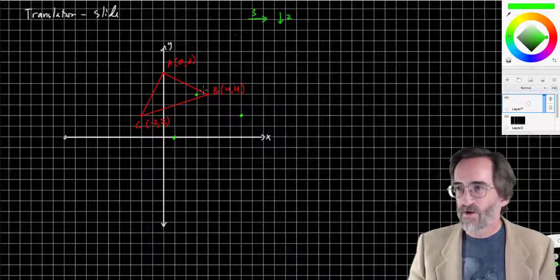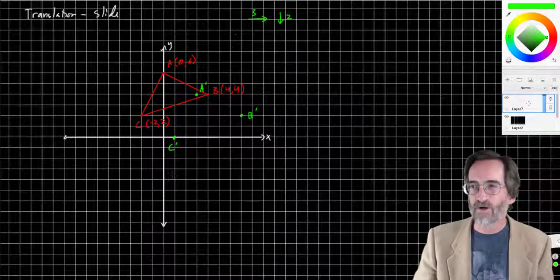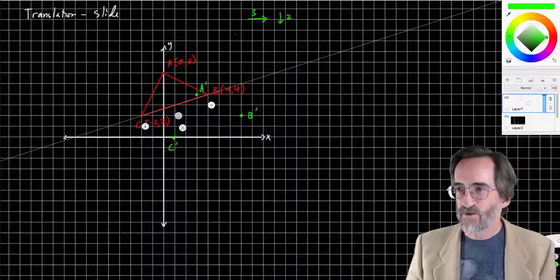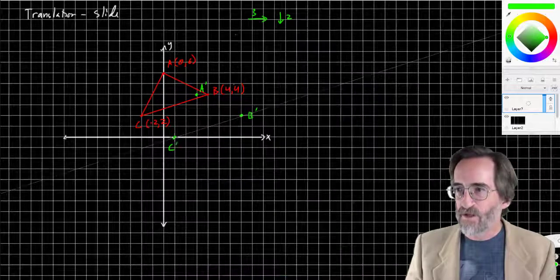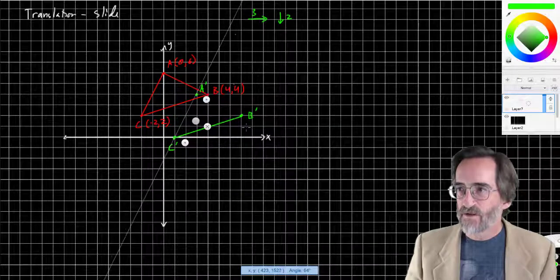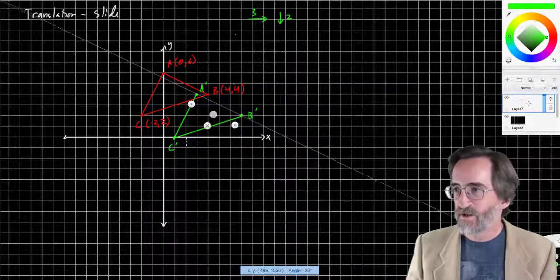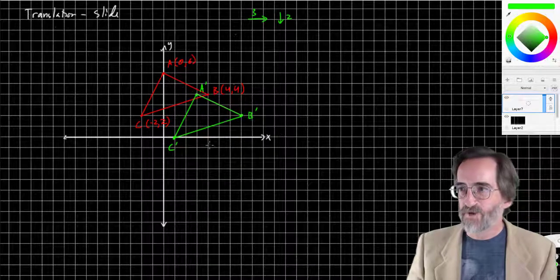I'm going to call this point A prime, this point B prime, and this point C prime. Use a little hatch mark to indicate the new. And there's some vocabulary associated with this shape here. The green triangle is called the image of triangle ABC. The image is after a transformation, in this case a translation, which is a slide. So we have the original object and we have its image.